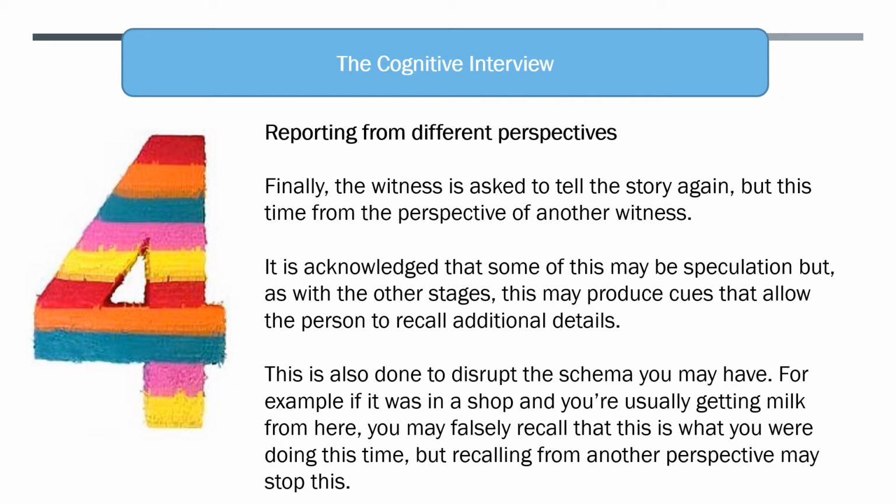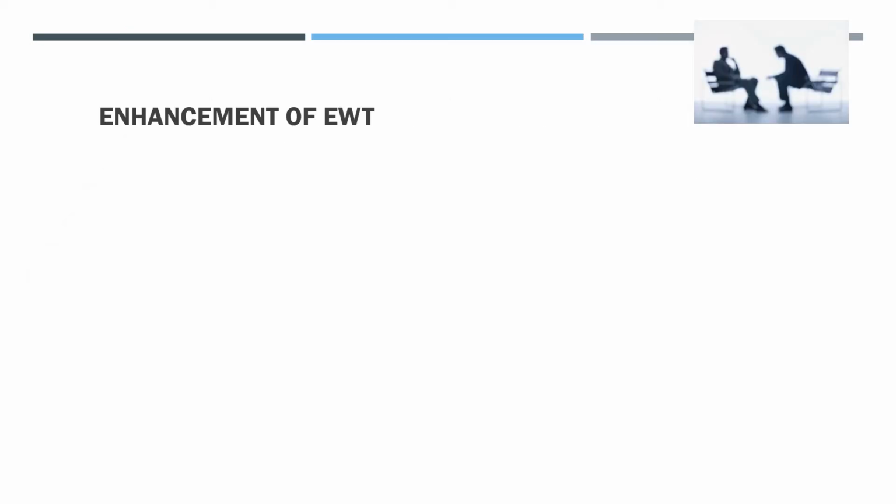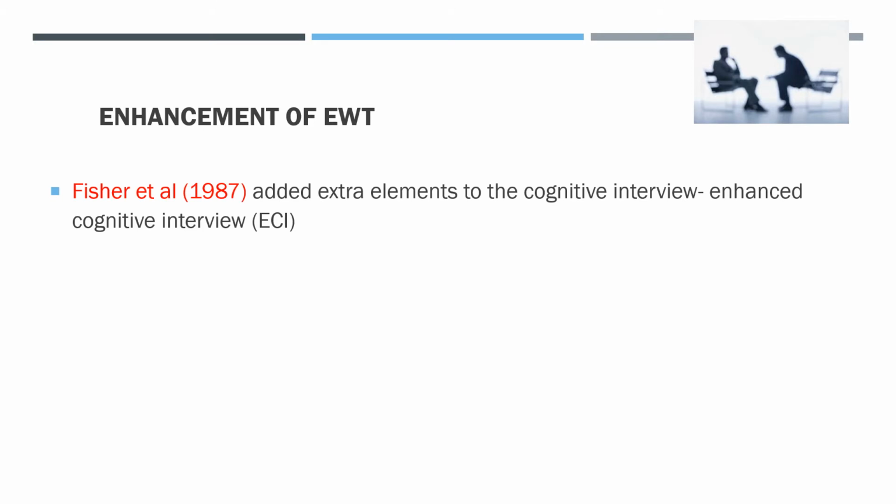So those are the 4 main stages. There is also an improved or enhanced cognitive interview that was done a little bit later on. The enhancement of eyewitness testimony in the cognitive interview was done by Fisher et al. And that's the enhanced cognitive interview, which they've put as ECI.